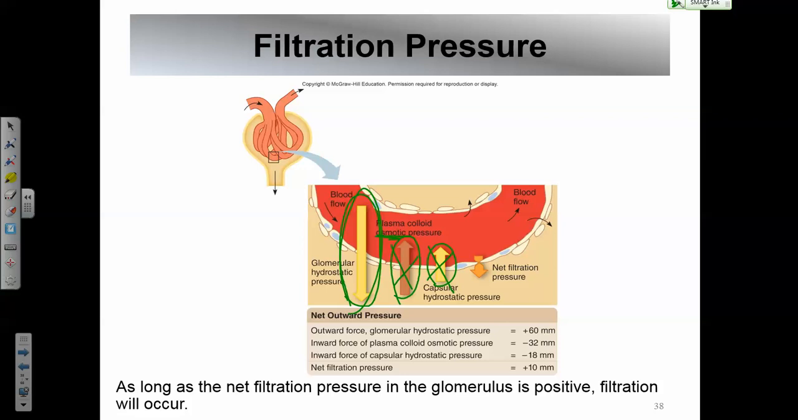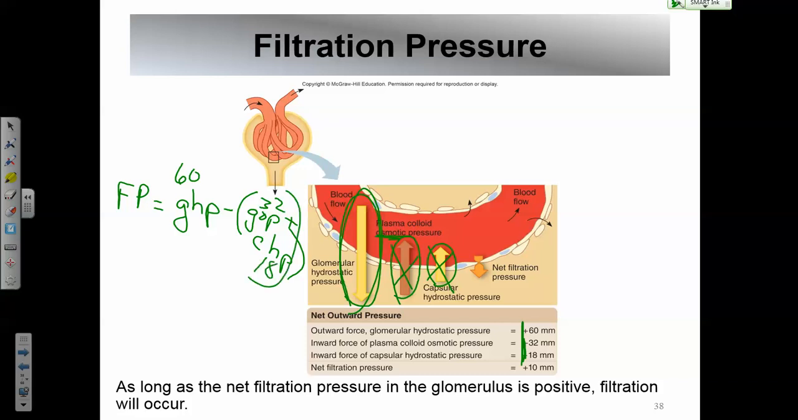Like the little math equation I put on a couple of slides before this, the filtration pressure is equal to the glomerular hydrostatic pressure minus the sum of the other 2, glomerular osmotic plus capsular hydrostatic. If we put these numbers in there, forgetting the minus signs and plus signs, glomerular hydrostatic is 60, glomerular osmotic 32, and capsular hydrostatic 18. If you add up 32 and 18, that's 50, and 60 minus 50 is plus 10. That means our filtration pressure is plus 10. It's positive, and that means filtration takes place.